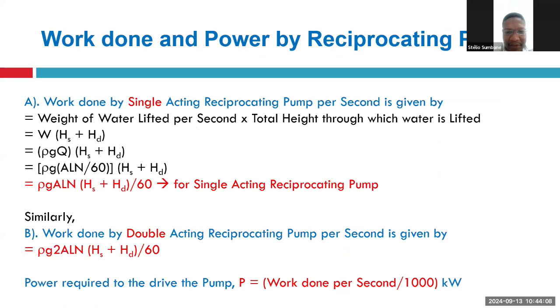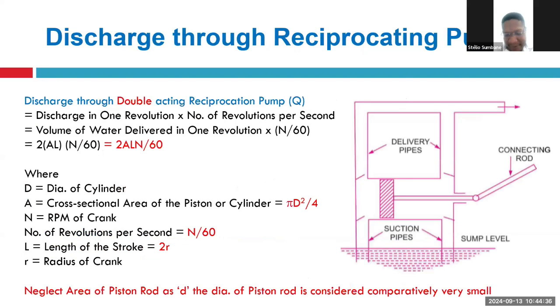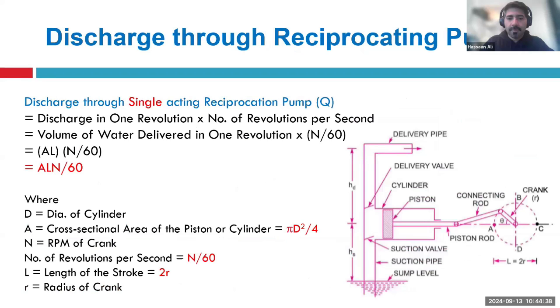Yes, I saw that formula. I see that it is ALN. What is that? A is the cross-sectional area of the cylinder, L is the stroke length, and N is the number of revolutions. Okay. Thank you, sir. No problem.